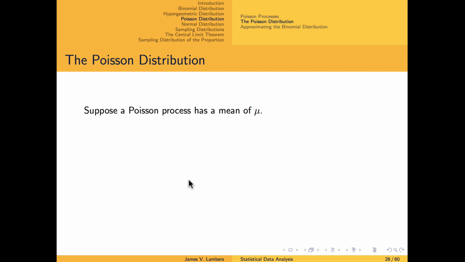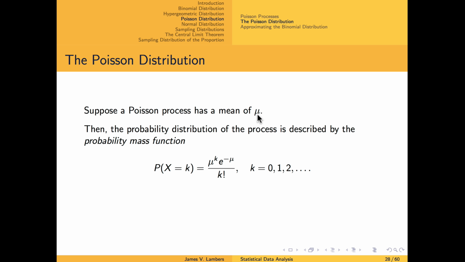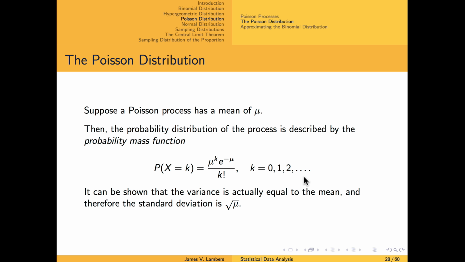The Poisson distribution is defined in terms of a mean number of successes, whatever success means in the given context. Given this mean mu, the probability mass function for the Poisson distribution is given by this formula here. Note that unlike the binomial and hypergeometric distribution, the domain of a Poisson distribution is infinite, as there could be any number of successes, since there is no upper bound on the number of experiments. Also, we note that the variance of a Poisson distribution is equal to the mean.